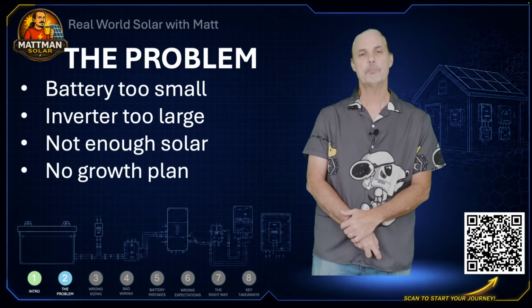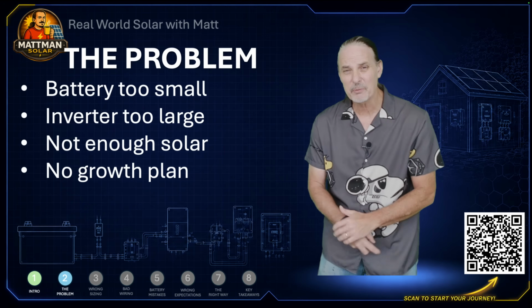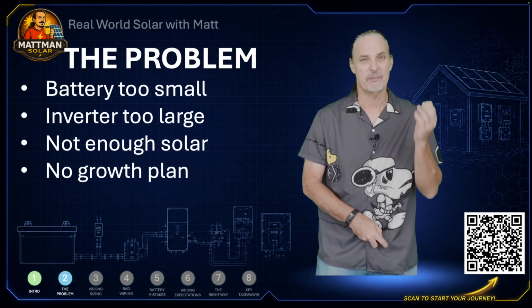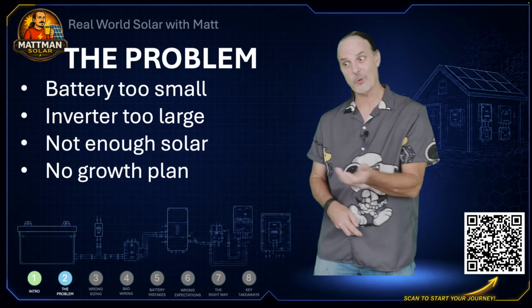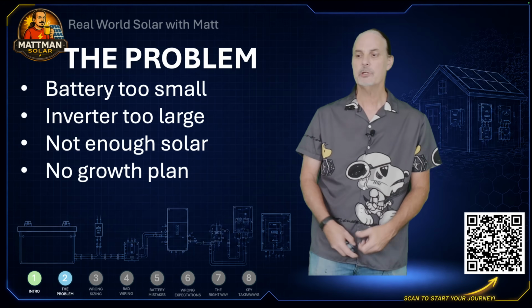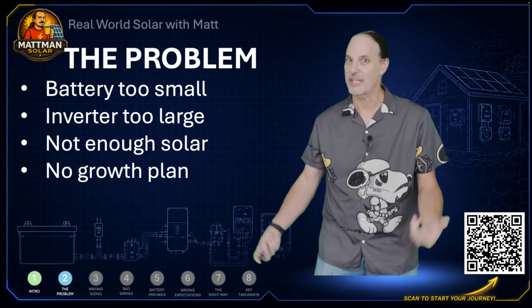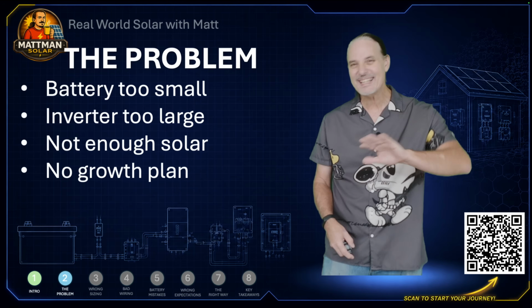Let's move on to the problems. A lot of the problems are you end up with batteries that are too small, you end up with inverters that are too small, you can't power the loads that you're looking for, or if you don't have a battery that's large enough, it doesn't run for long enough. Then you end up with not enough solar and you can't recharge fast enough to recover, and you don't have any type of growth plan.